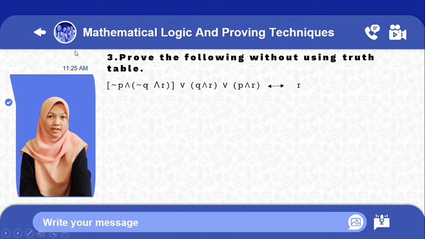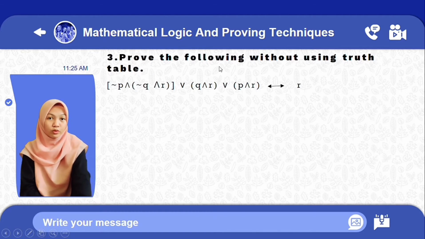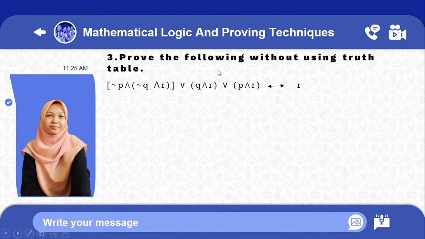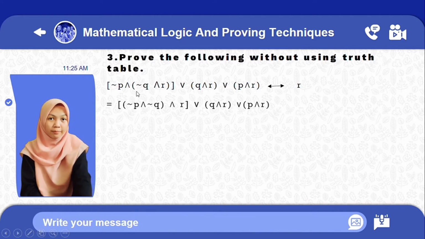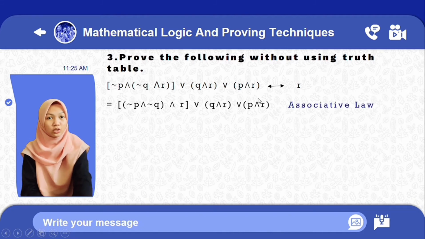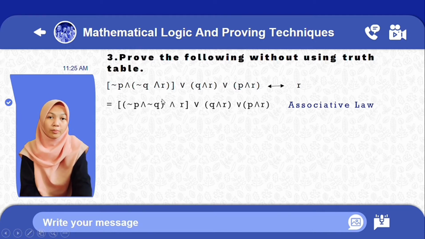Okay, for the third example, prove the following without using a truth table. It means that we have to use the laws of logic. So this is the equation. For the first step, we can use the associative law. As we can see here, there are conjunction and conjunction, so we can group negation P and negation Q in one bracket and let R be outside.